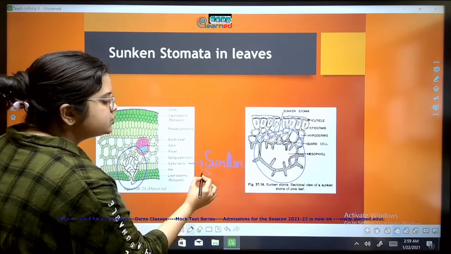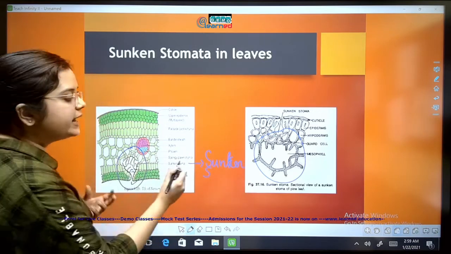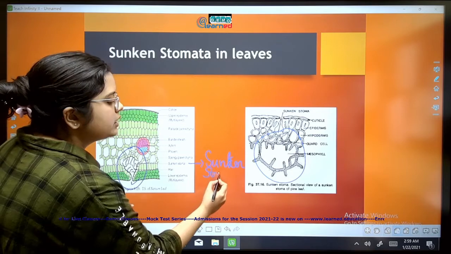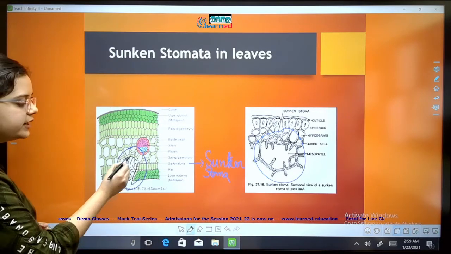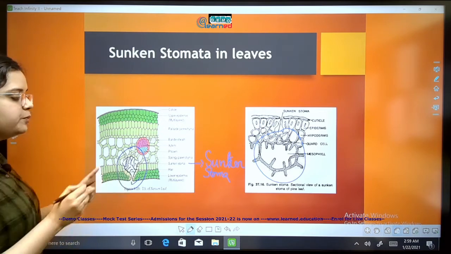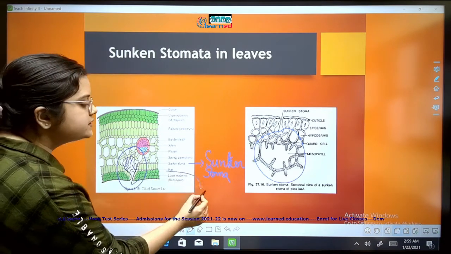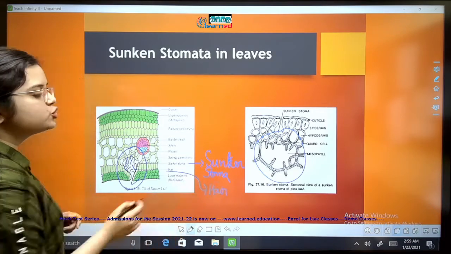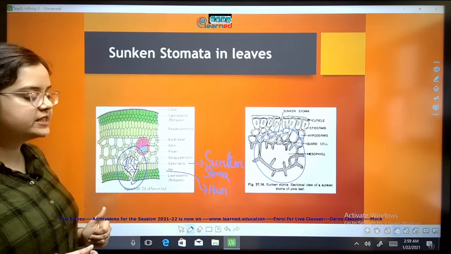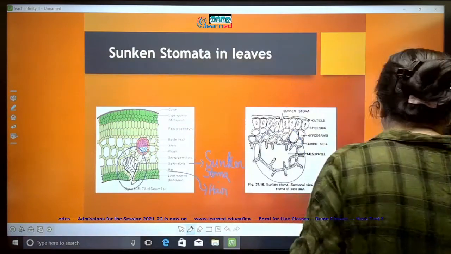The plants which grow in xerophytic or dry conditions have these kinds of stomata with a lot of hair. Can you see the hair? Can you make out the hair? These are the hairs. So sunken stomata and the presence of hair in the stoma will reduce the rate of transpiration in these plants.